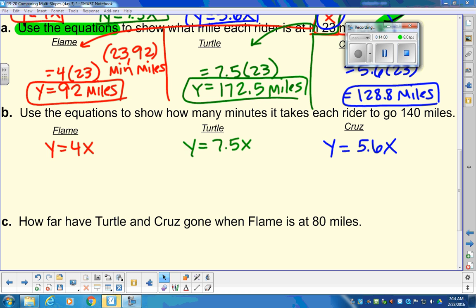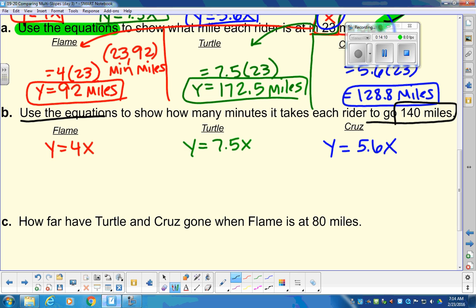Okay, so here we go. Using substitution then, we have y equals 4x. And we want to know, using the equation, what happens when the rider goes 140 miles? That's our y coordinate this time. Using substitution, we're going to substitute 140 in for y. Hand method's going to kick in, so we're going to end up with 140 equals 4x.